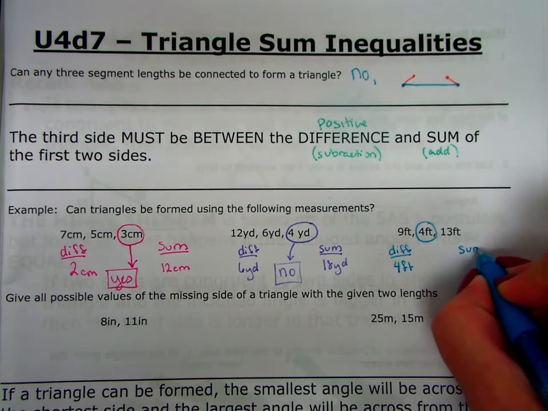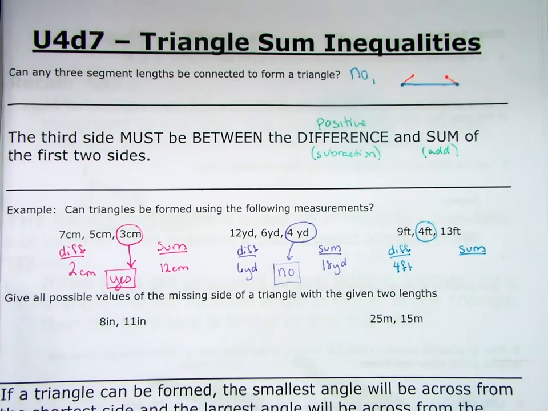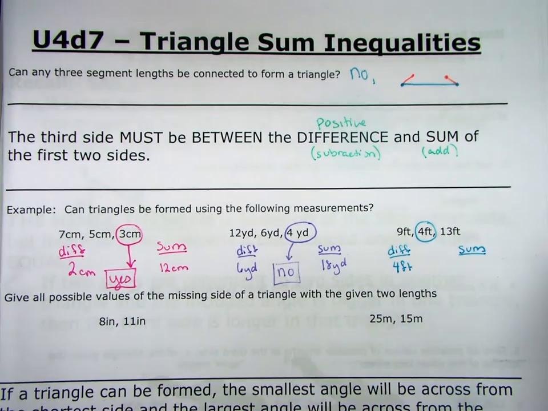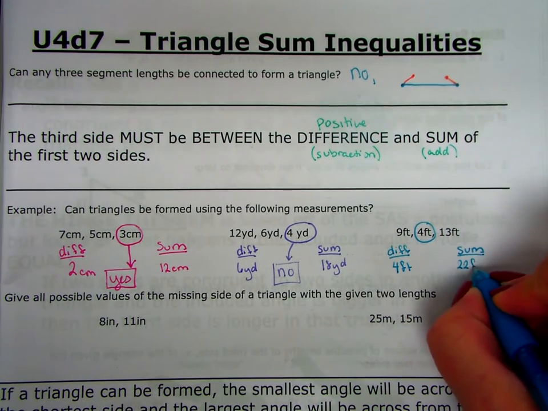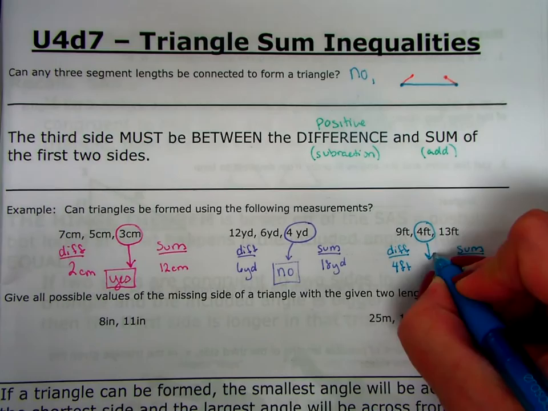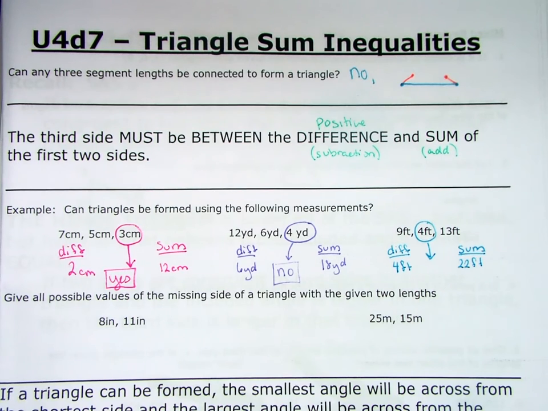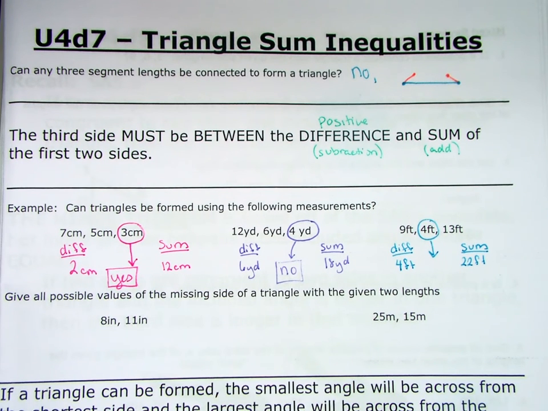What's the sum of 9 and 13? 22. Does 4 fall between 4 feet and 22 feet? No, it's equal to one end.